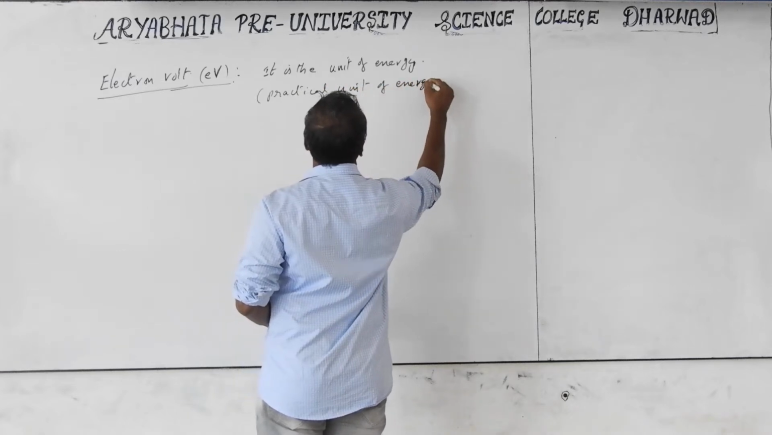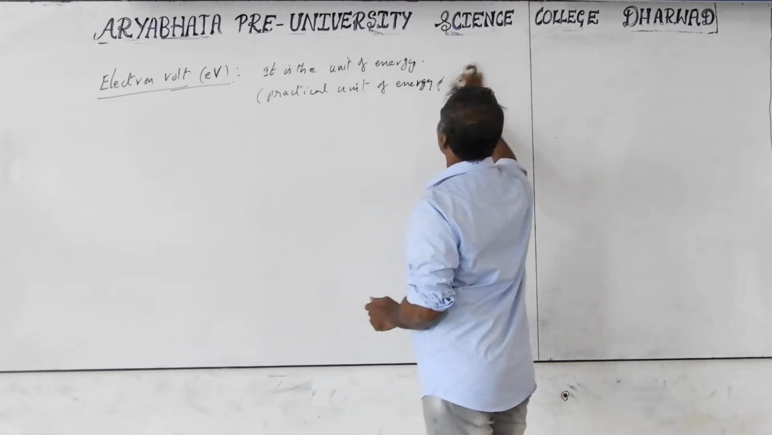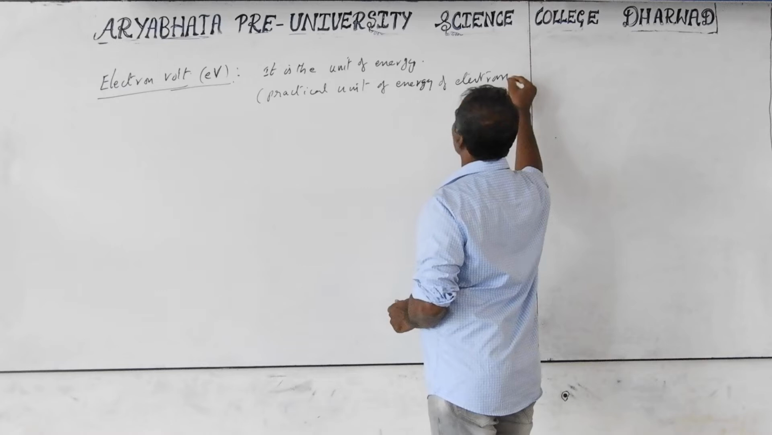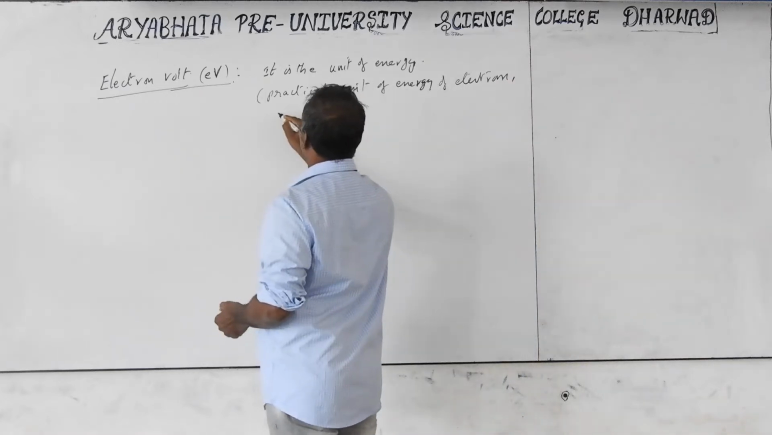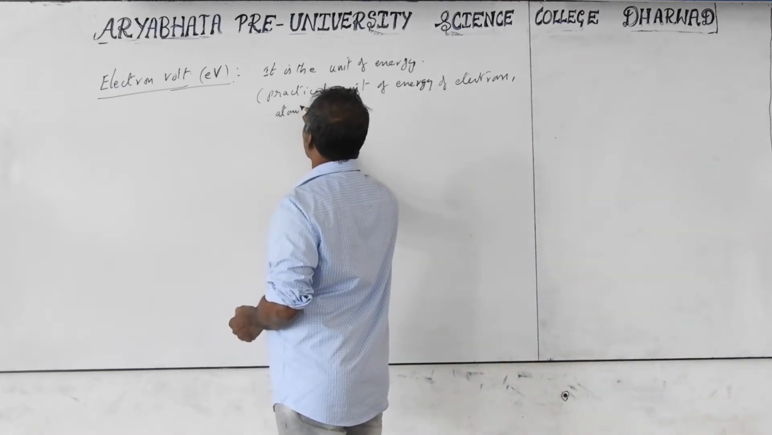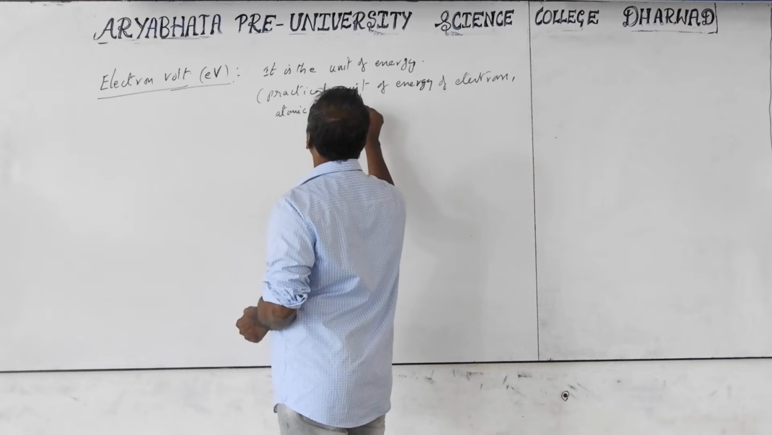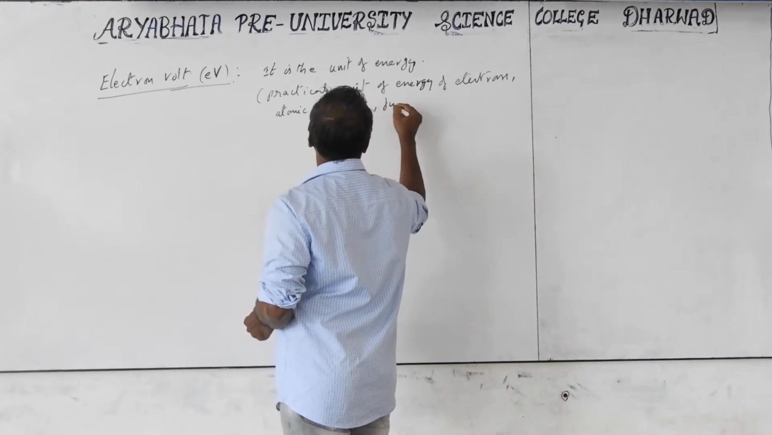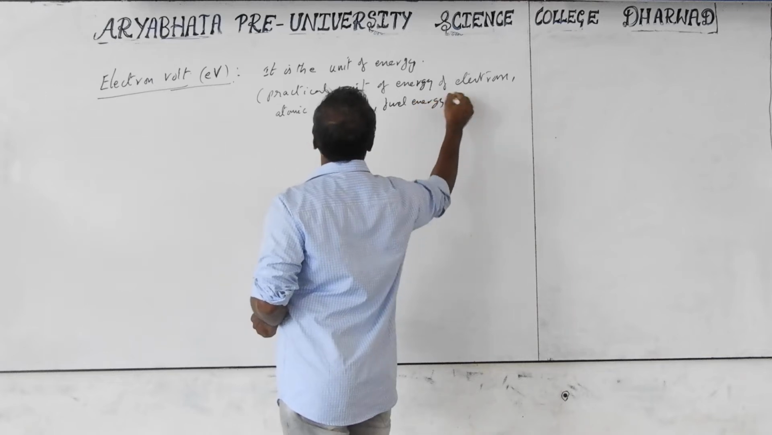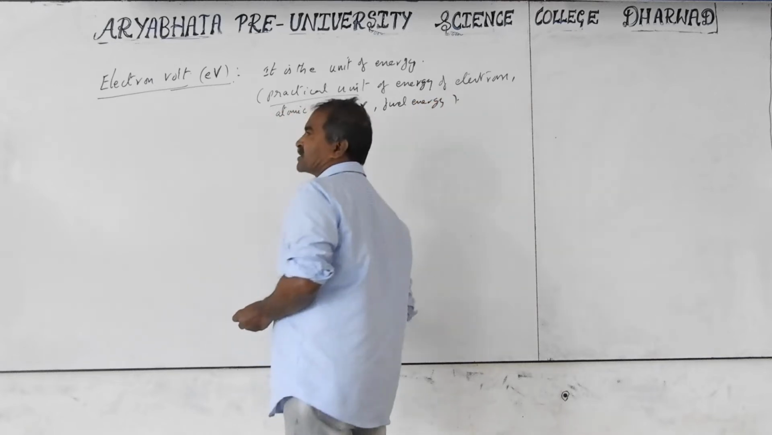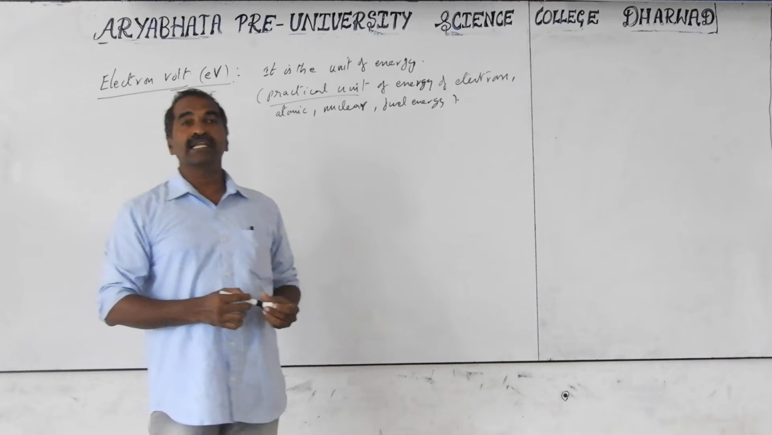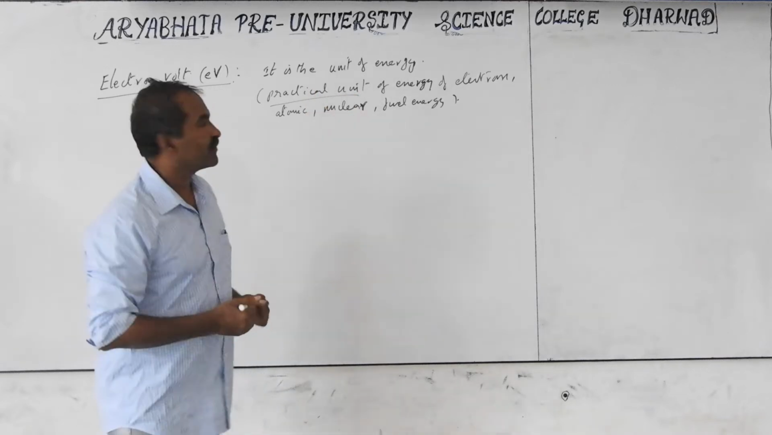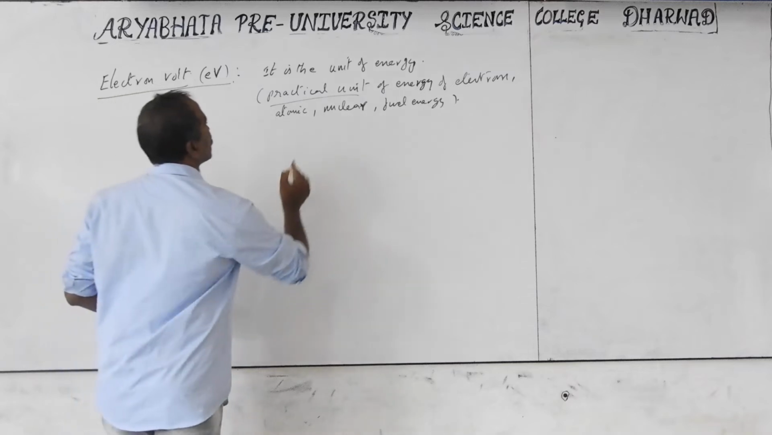Energy of electrons, atomic energy, nuclear and fuel energies. Fuel means petrol, how much energy is released. In terms of joules, you take the other units, electron volts. It is a unit of energy.